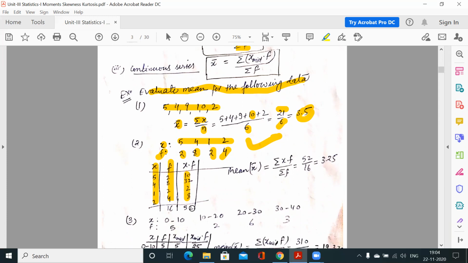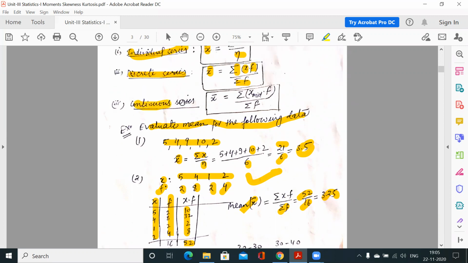Now adding all the multiplications, this comes out 52. So the average is 52 divided by the total frequency, because now we have the frequency. 5 is coming 2 times, so 2. 4 is coming 8 times, so 2 plus 8, 10. 1 is coming 2 times, 10 plus 2, 12. And 2 is coming 4 times, so 12 plus 4, 16. So there are 16 points; summation f is the total number of data points. So 52 by 16 is 3.25, which is our average.